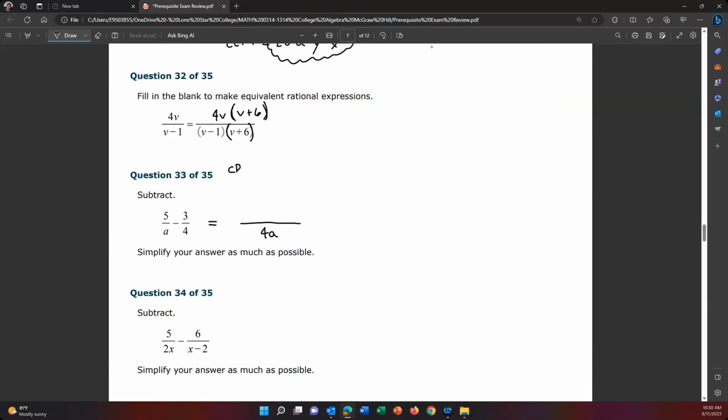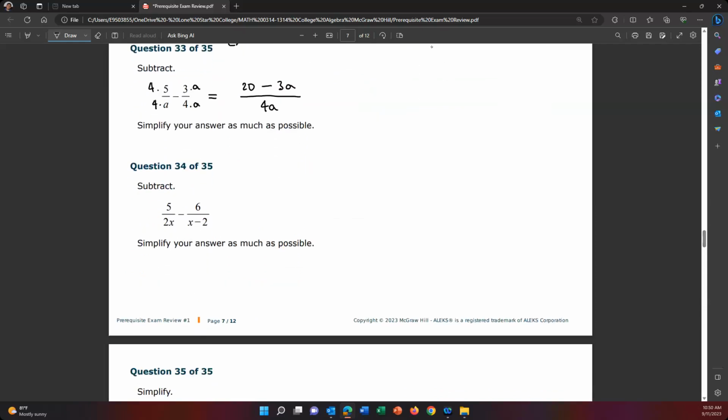If the common denominator is 4a, then I must multiply by 4, and I must multiply by 4. So now we have 20 minus, we needed to multiply by a, we have 3a. And that is as good as it's going to get.